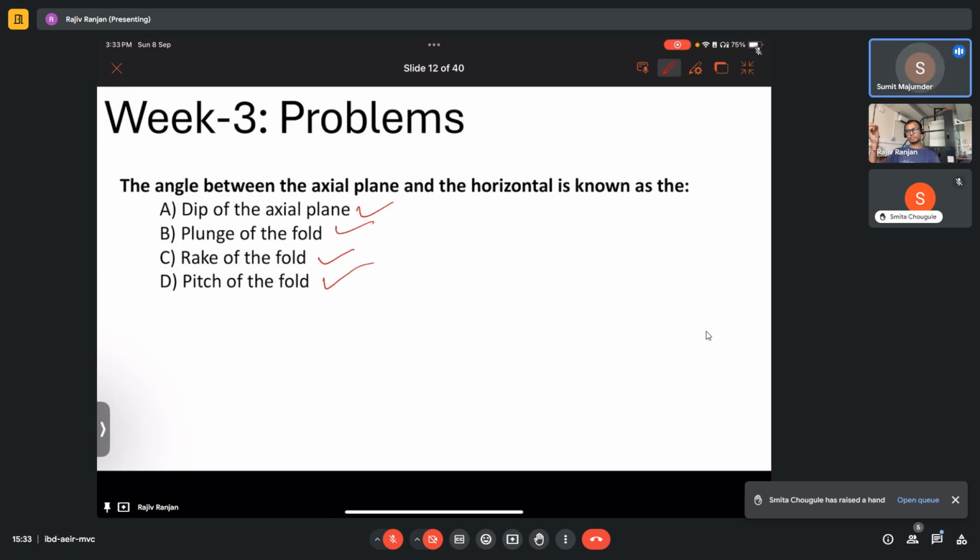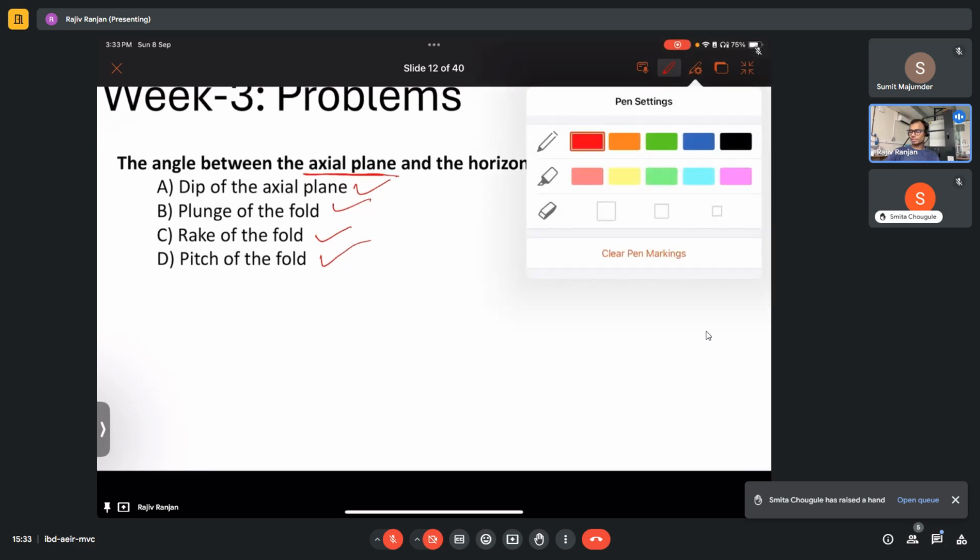Should it be plunge of the fold? Think a little bit. Here we are talking about the angle between the axial plane... then it is the dip of the axial plane. Okay, let me draw for you.